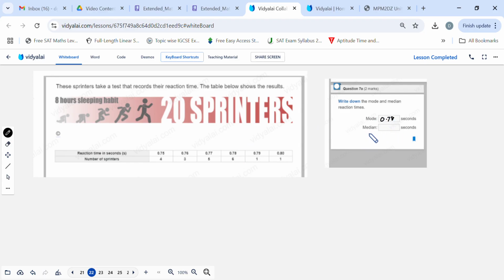Now median is the middle value when arranged in ascending order. So we know that the middle value of these 20 sprinters means 20 plus 1 by 2, 21 by 2, which is 10.5. So the 10.5th element is the middle value. The first 4 sprinters have the reaction time of 0.75. The next 3 sprinters have the reaction time of 0.76. So total 7 sprinters are done. The 8th sprinter will have the reaction time of 0.77. The 9th sprinter will also have the same reaction time, the 10th sprinter will also have, and the 11th sprinter will also have the same reaction time.